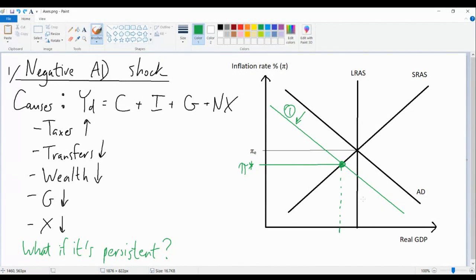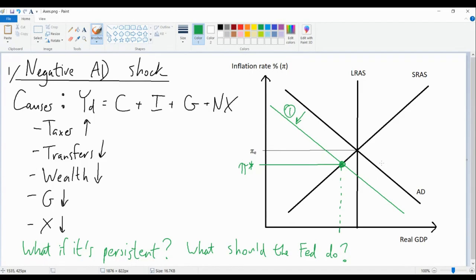We're back here, we have a negative demand shock, and it's persistent. The question is, what should the Fed do if they decide they want to fight this recession or the deflation that comes with it? Well, what does the Fed control? The Fed controls interest rates.